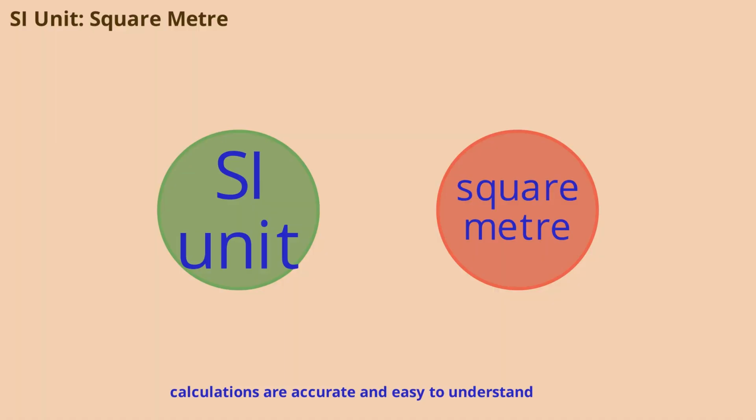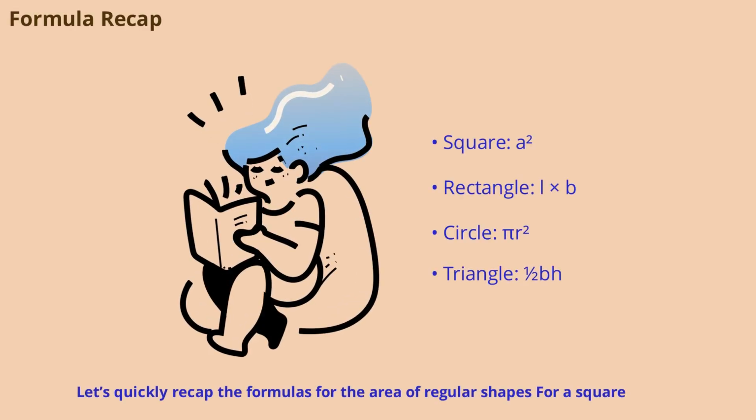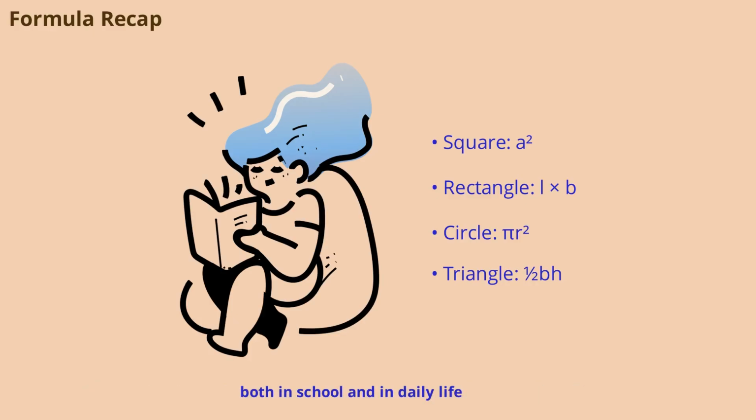Let's quickly recap the formulas for the area of regular shapes. For a square, it's side times side. For a rectangle, it's length times breadth. For a circle, it's pi times radius squared. And for a triangle, it's a half times base times height. Memorizing these formulas will help you solve a wide range of problems both in school and in daily life.